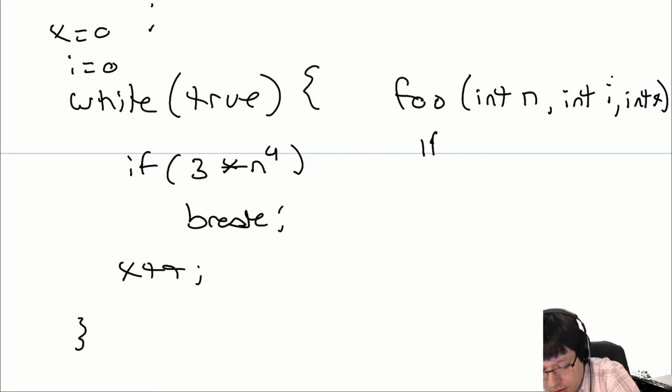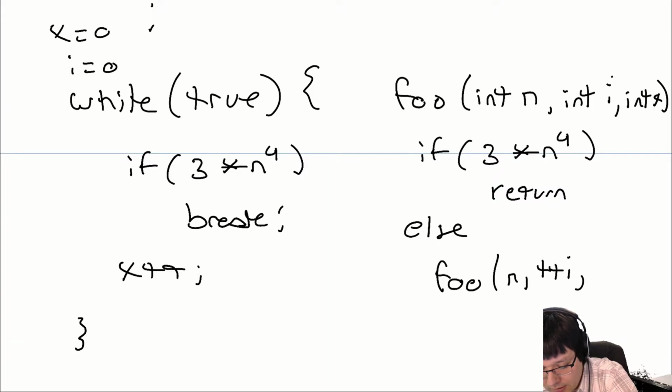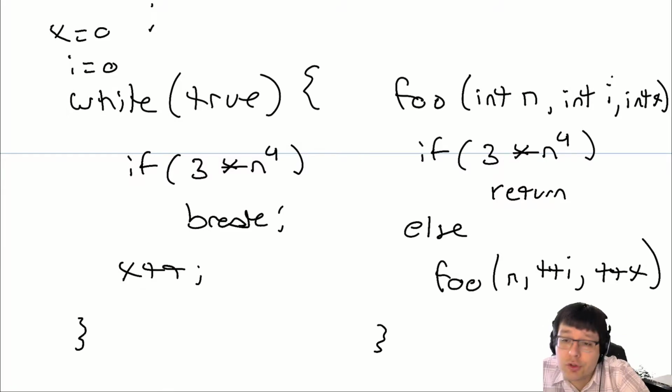So then my base case just becomes that same thing. In fact, I'm just going to copy it from here. So I'll put if that, then just return. Otherwise, then just call the function again with n plus i, not i plus plus, because otherwise this thing will go forever. And then also plus x, I suppose. That's why I didn't want to put it, because it's kind of repetitive. But yeah, there's your recursion.